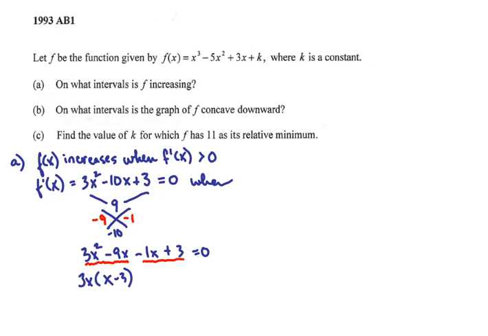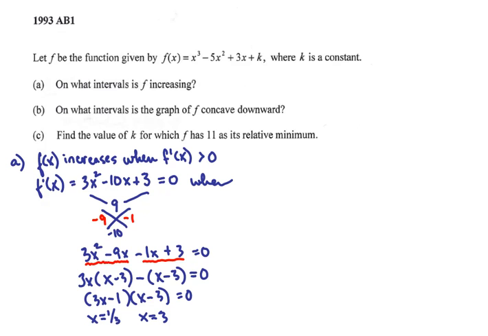That gives me 3x times x minus 3 minus the quantity x minus 3, and that's equal to 0. And so finally I get 3x minus 1 times x minus 3, and that will be equal to 0 when x is 1/3 or x is 3. So those are the places where f prime of x is equal to 0.